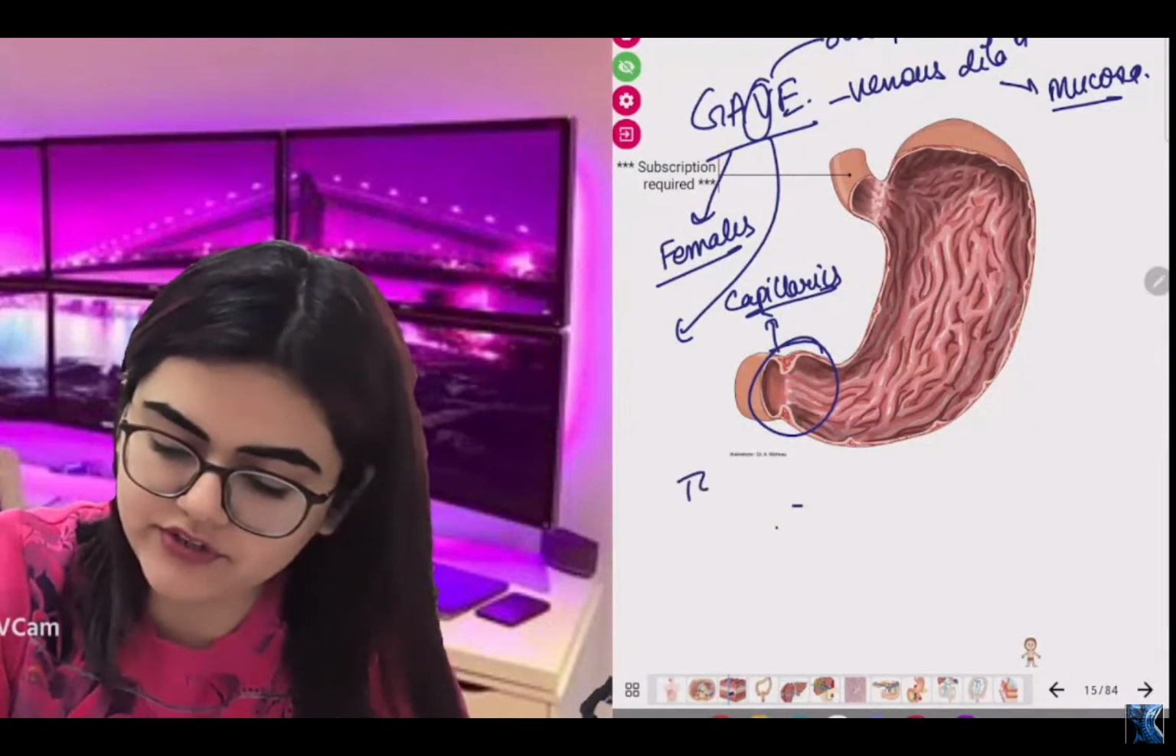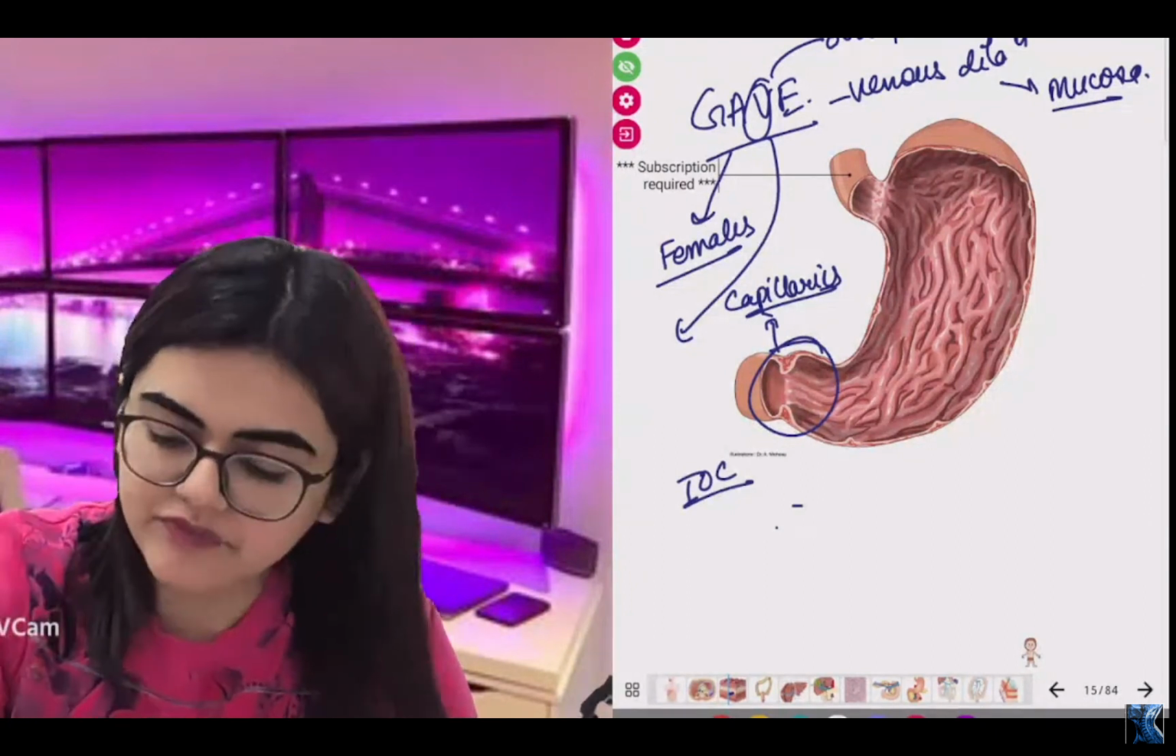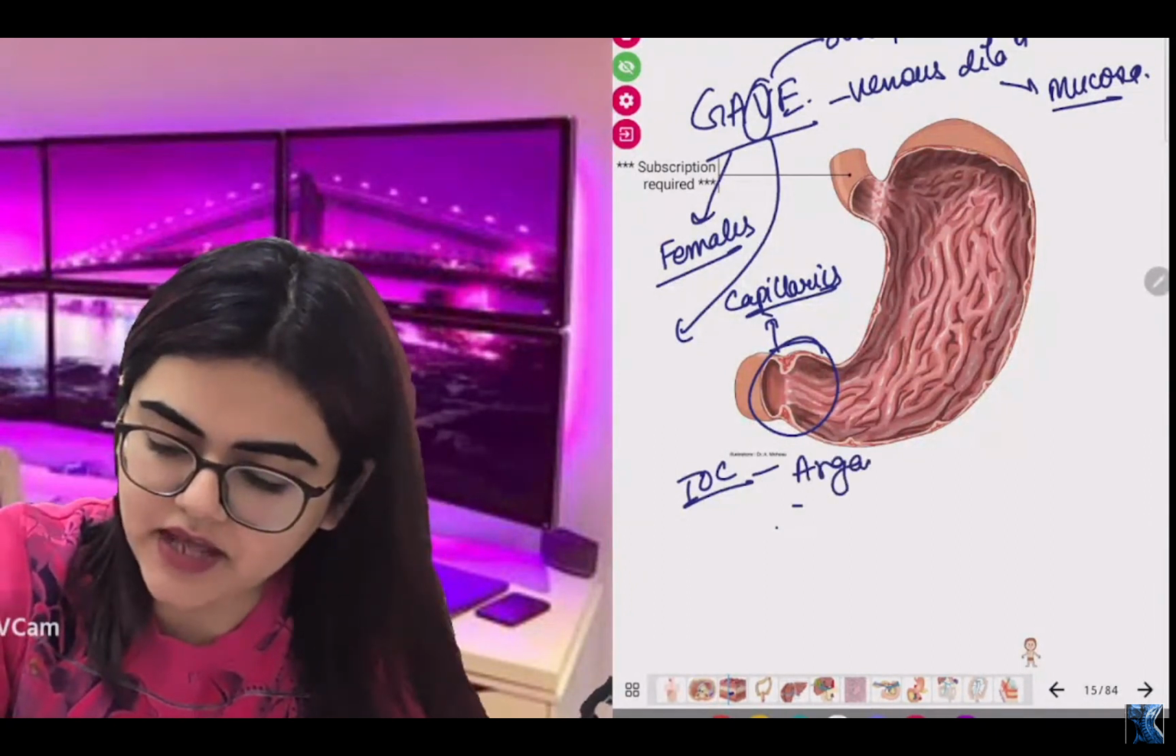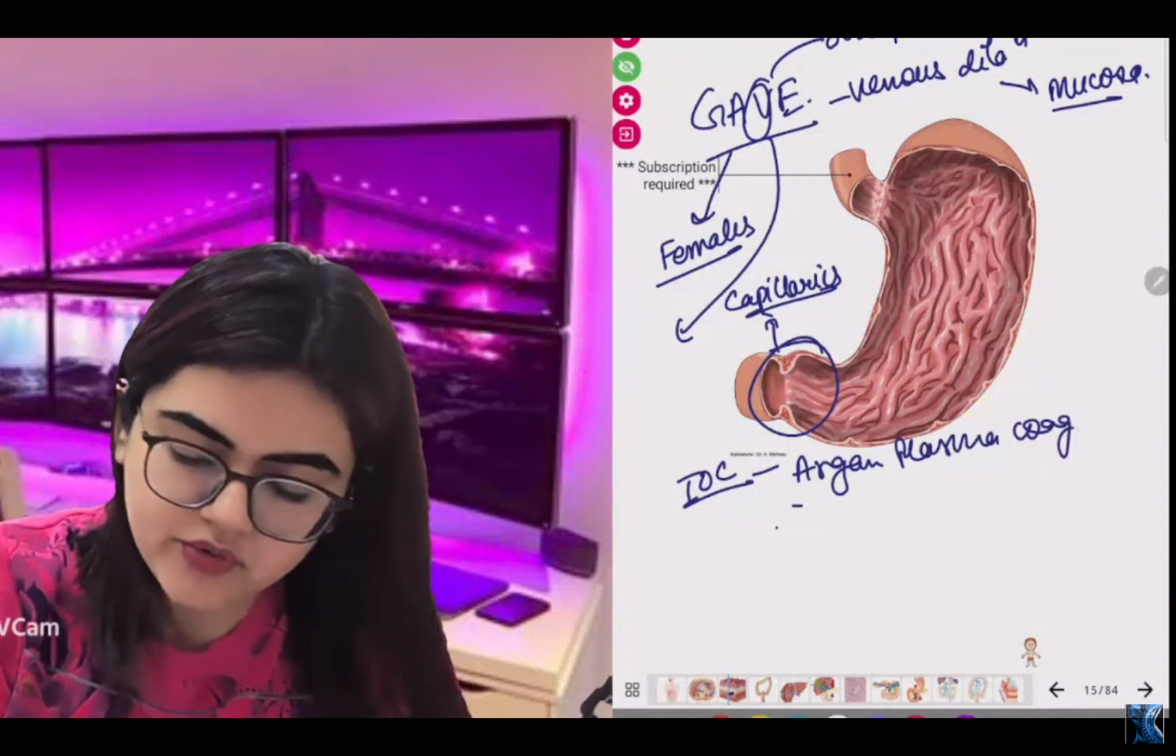So what is the treatment of choice for GAVE? Treatment of choice is argon plasma coagulation. Okay, photocoagulation. Next thing is we learn about the aortoenteric fistula.